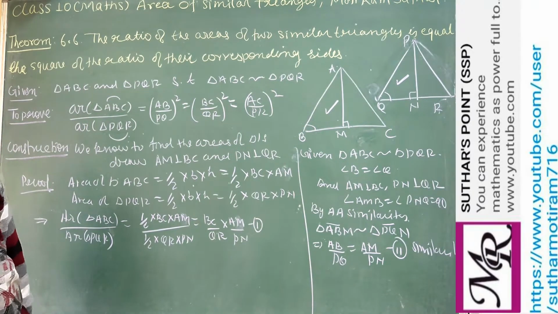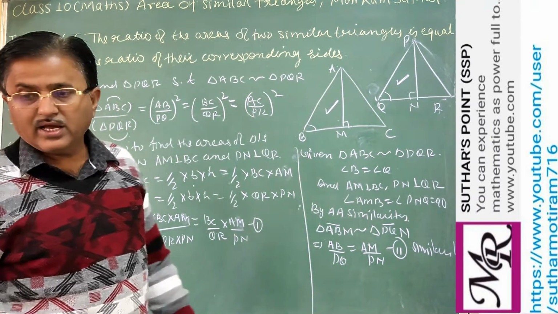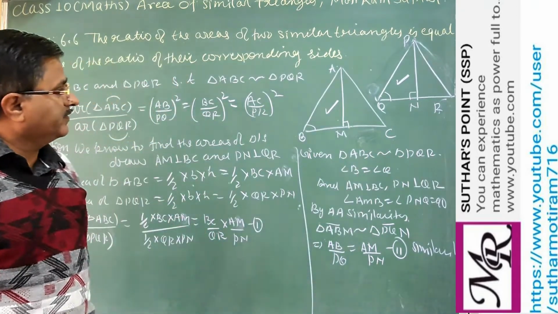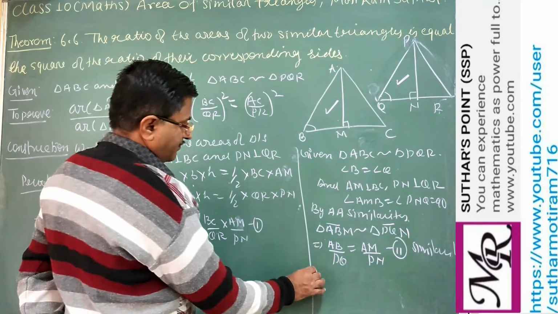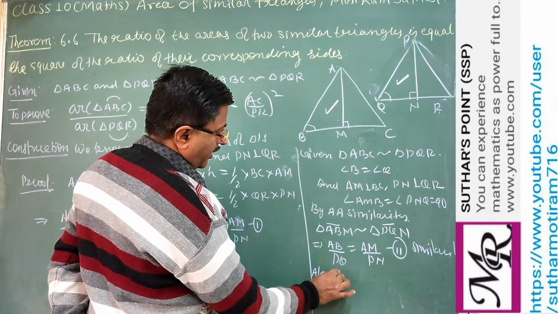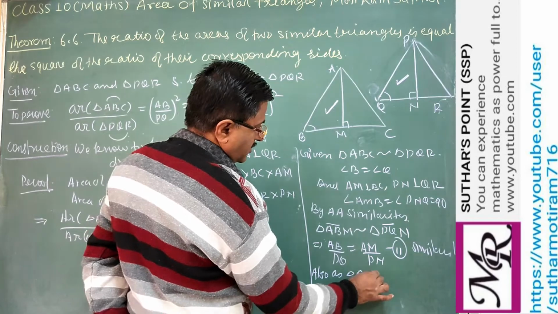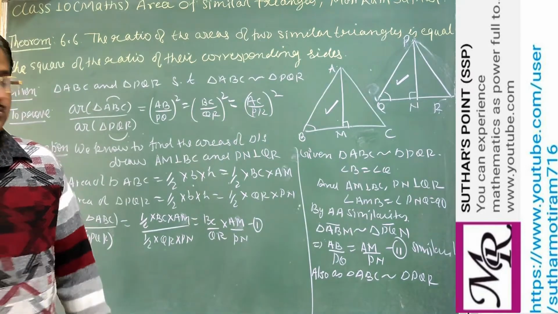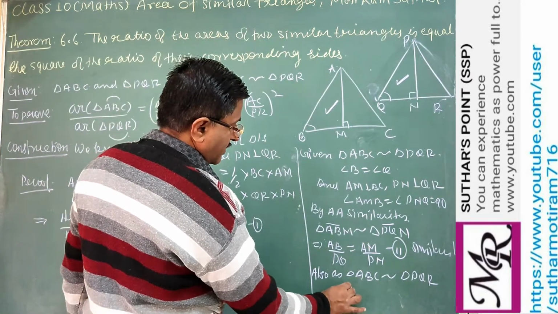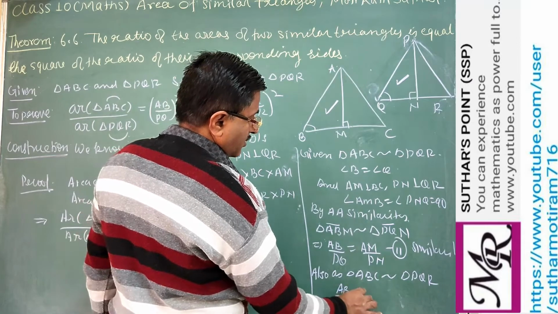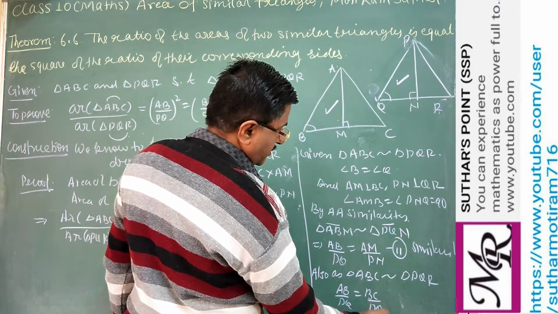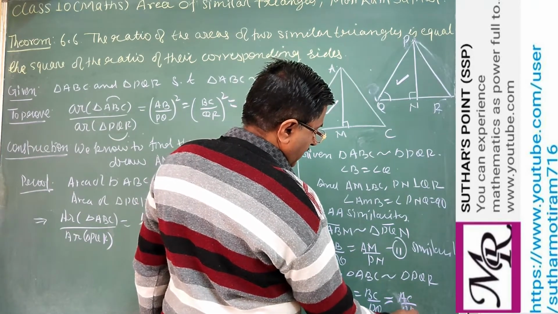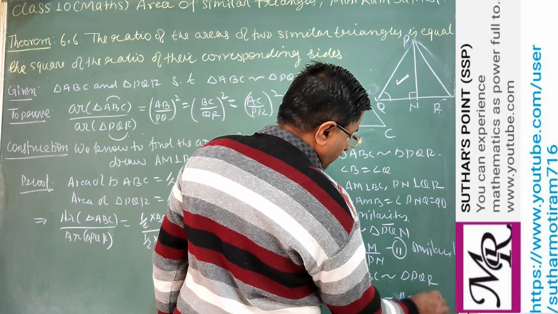Also the triangles are similar. Which triangles? These two triangles are similar. Then we get a very important result: as triangle ABC is similar to triangle PQR, their corresponding sides are proportional. So you may write AB upon PQ equals BC upon QR equals AC upon PR. So this is the third result.